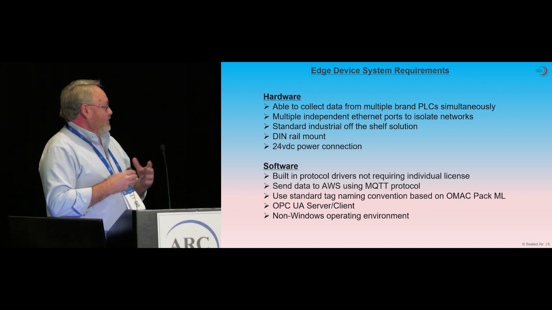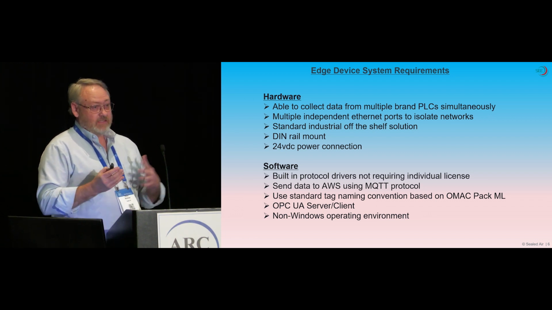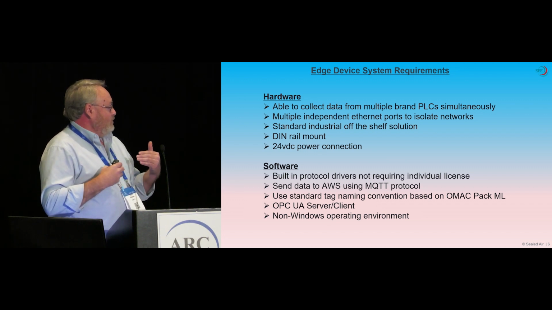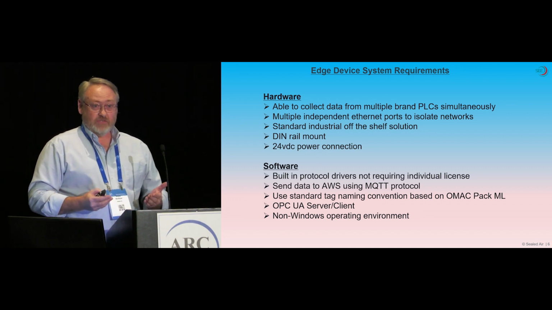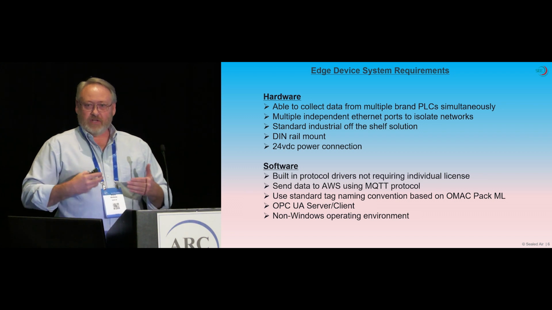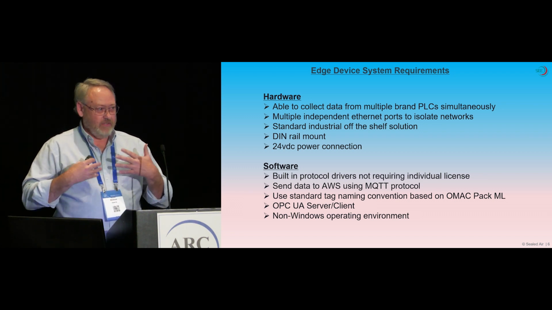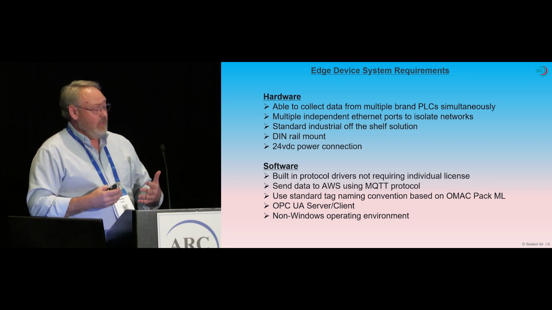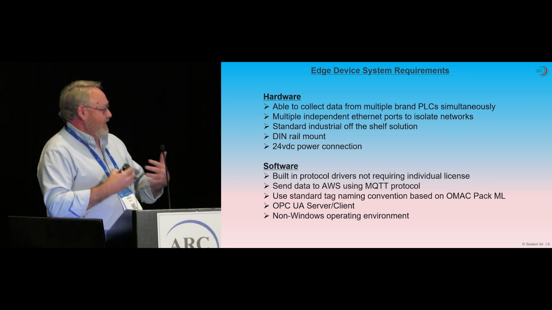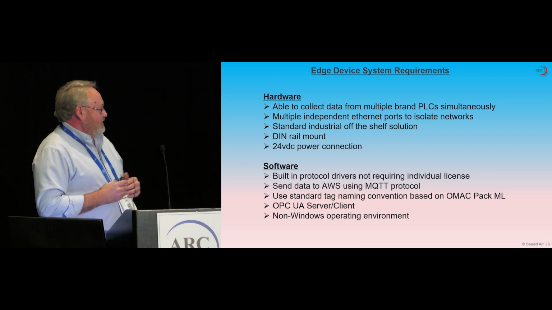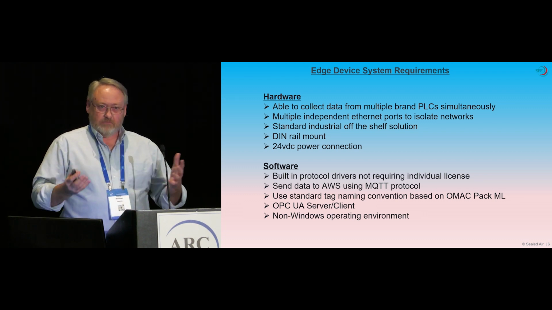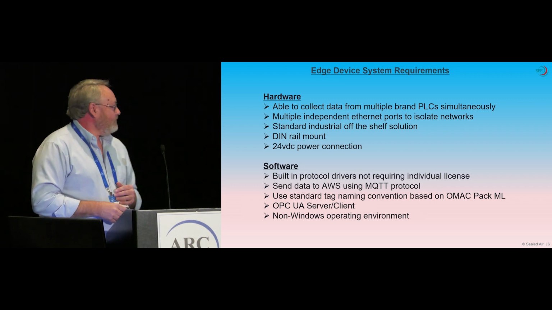We want something that would definitely have independent Ethernet ports so we can isolate networks. We wanted, if at all possible, to find a standard industrial off-the-shelf solution. We don't want to have to roll our own and try to reinvent the wheel. So we want to find something that was readily available, that we knew we could have good success with. Of course, the DIN rail mount, 24-volt connection, just a standard industrial platform is what we wanted.